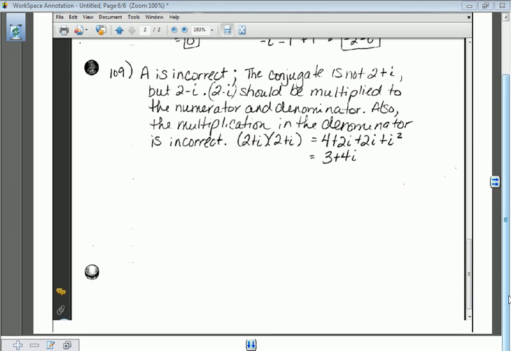All right, and 109. A is incorrect. The conjugate is not 2 plus i, but it is 2 minus i. So you know how to work it? Okay, I'll show you how.